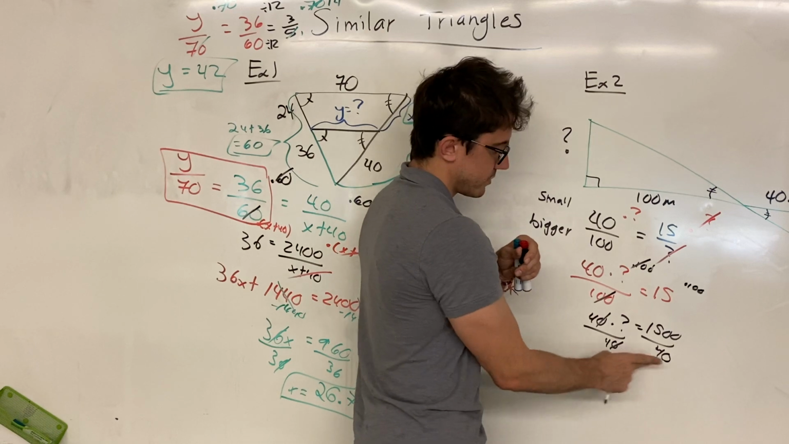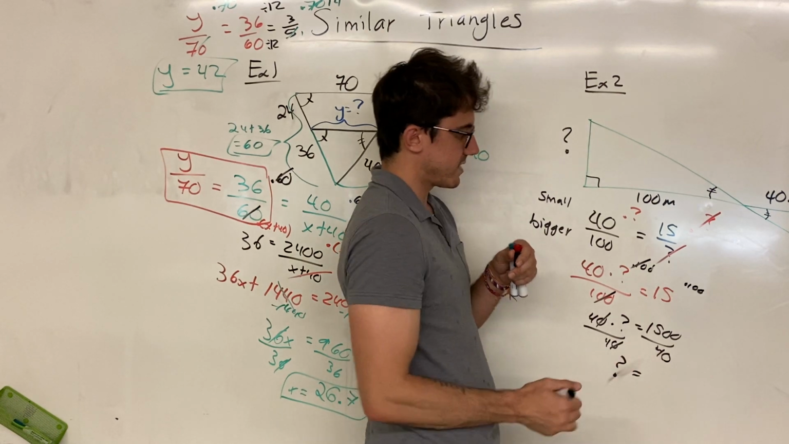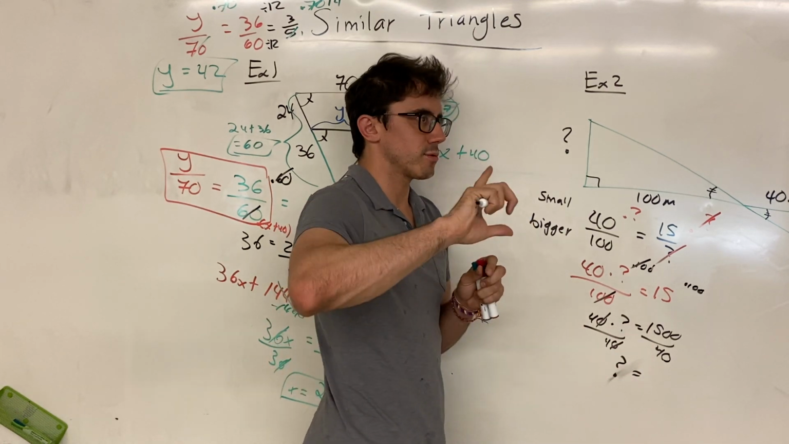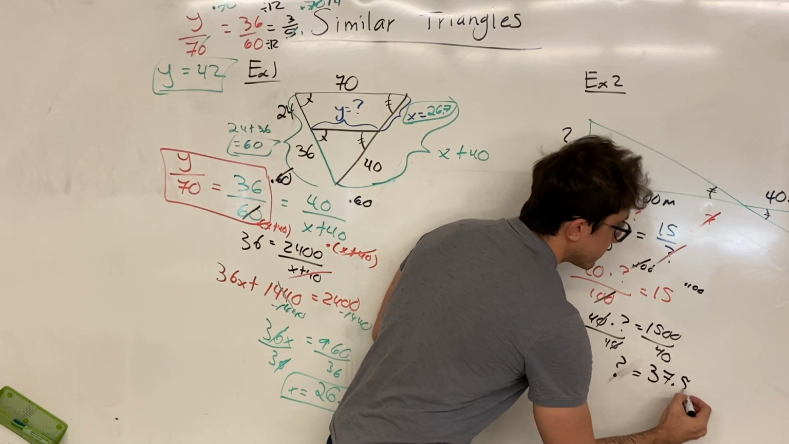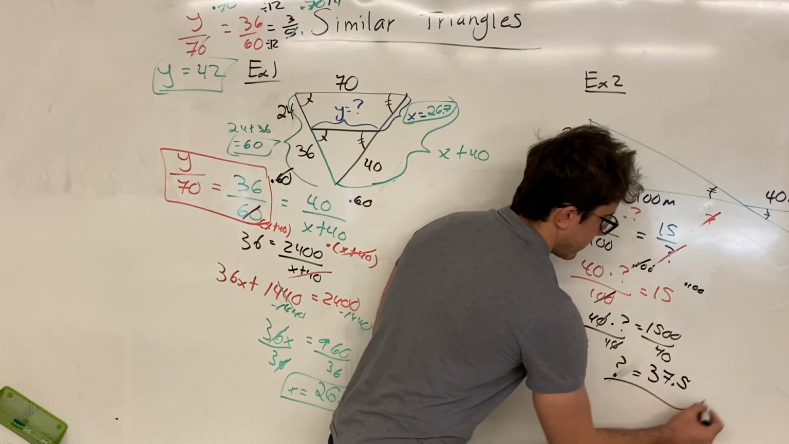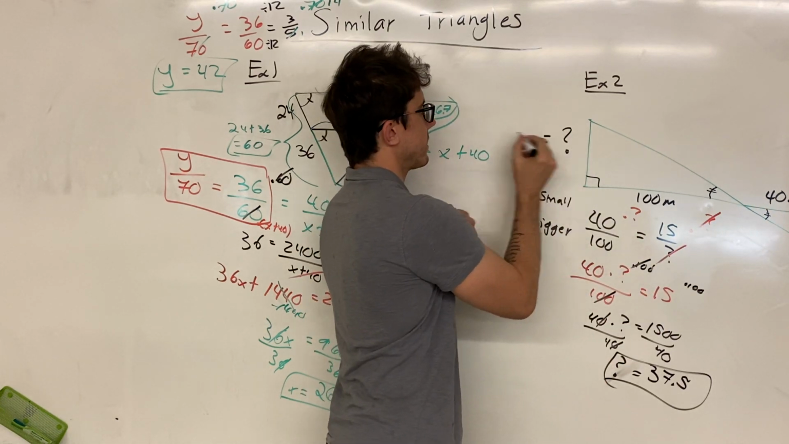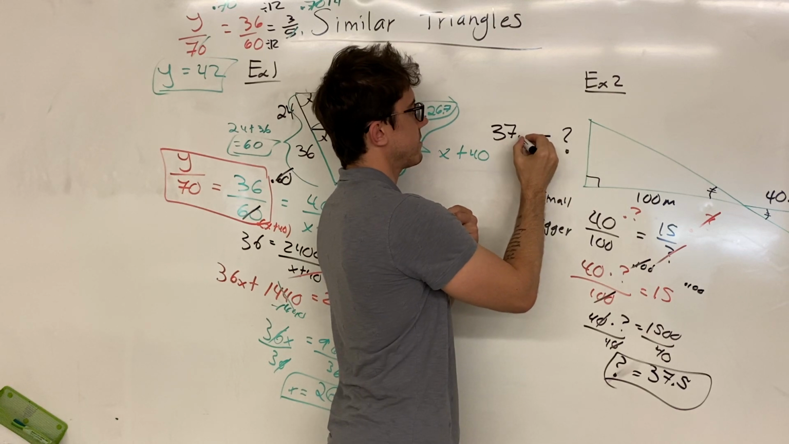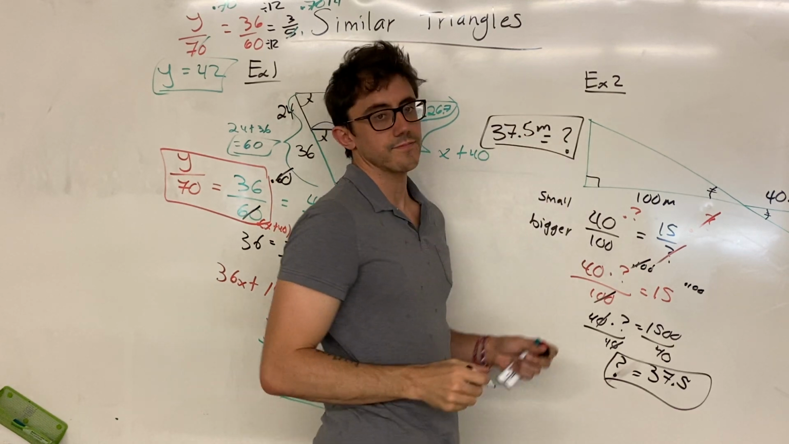Excuse me, used to writing x's. Our unknown value, this question mark, is equal to 1500 divided by 40, which will be a little bit short of 40, so it'll be 37.5. And there we have it. And since we have units in this diagram, let's write that our vertical length here is 37.5 meters long. And there we have it.